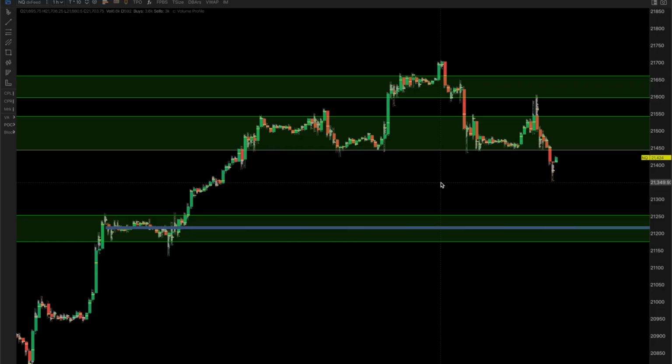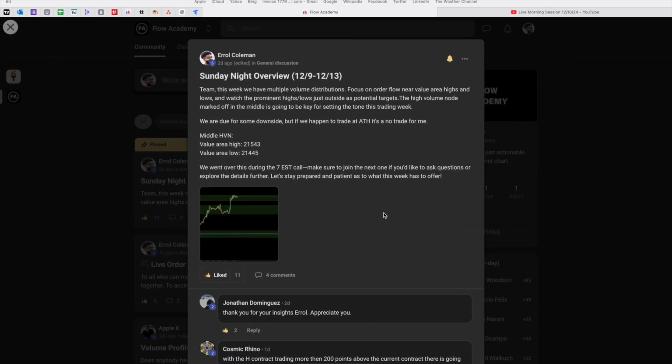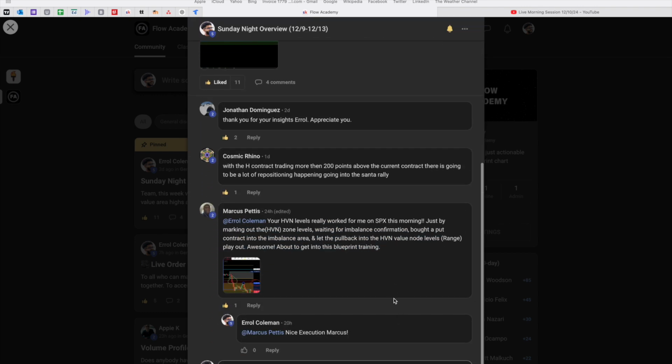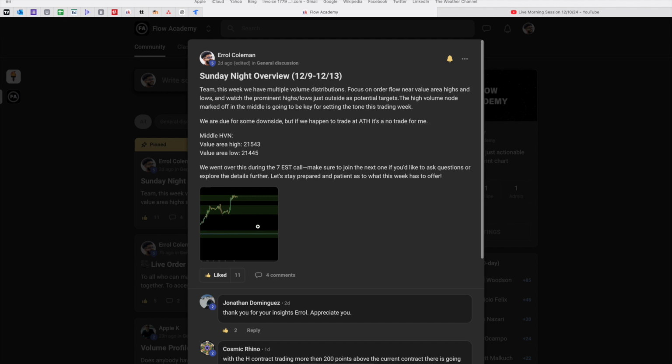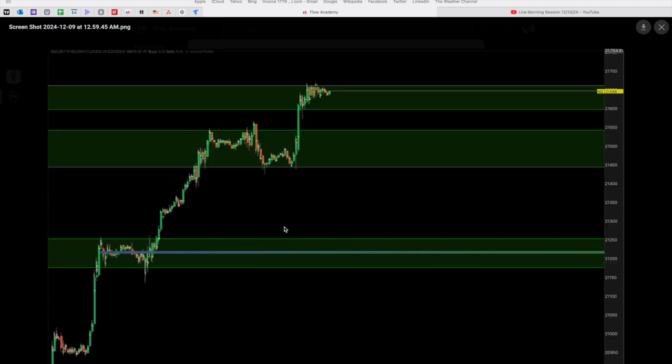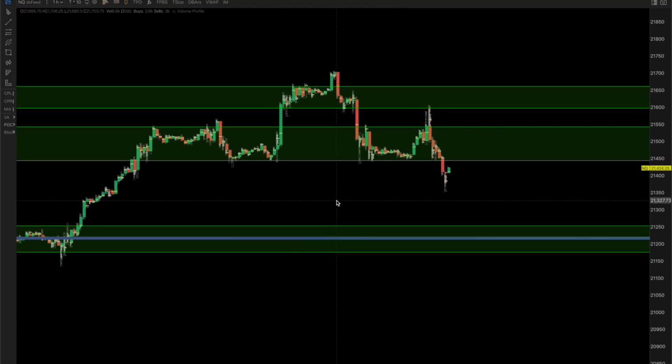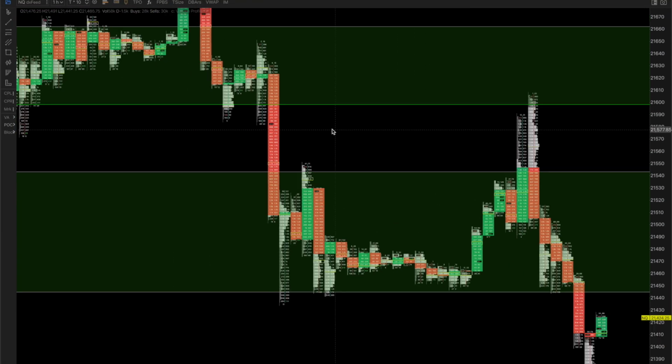Sunday night, we do a Sunday night overview where we break down our expectations for the week. We break down the levels we're going to be looking out for the week, so it's no hindsight type of levels. And we use these levels throughout the week, and we're able to trade off of them. So shout out to Marcus, executing really well, trading off of these levels. But this is what it was looking like Sunday night, and you can see already how price was responding to these levels that were put in Sunday night.